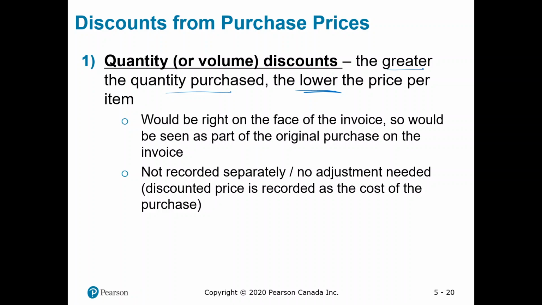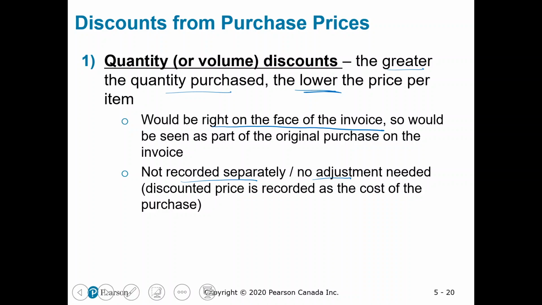A discount like this is right on the face of the invoice. So it's seen as part of the original purchase. Because of this, there's actually nothing that needs to be recorded separately or no adjustment that's needed. So when you buy this higher quantity, you just book the lower price per item. So it's part of that original purchase, and it would just be recorded that way when the purchase occurs.